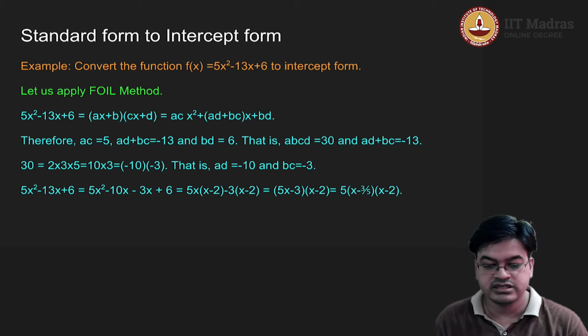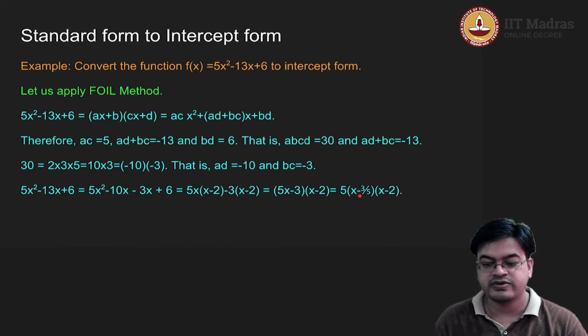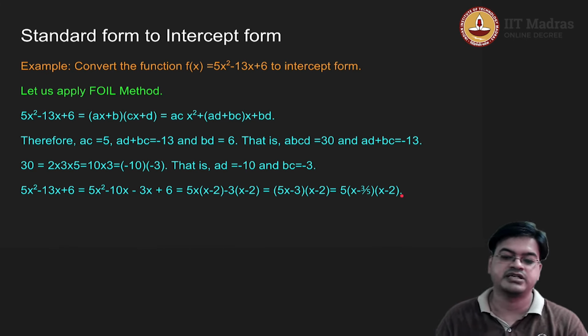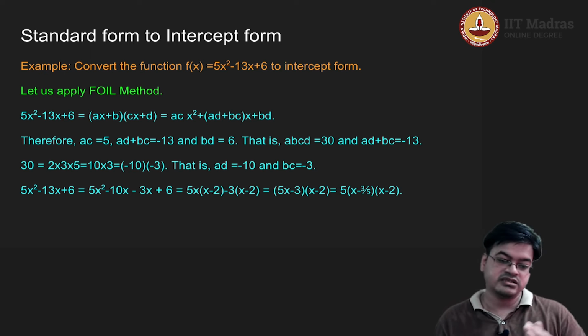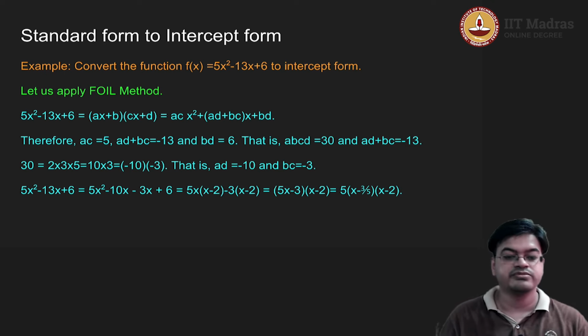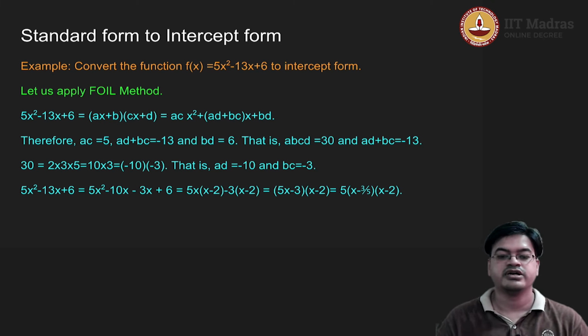So, I will just divide everything by 5 in this expression and take the 5 out. So, 5 into x minus 3 by 5 into x minus 2, this is the intercept form. So, using the FOIL method, I have converted this expression into an intercept form. An expression was given to me in standard form, I have converted it into intercept form.